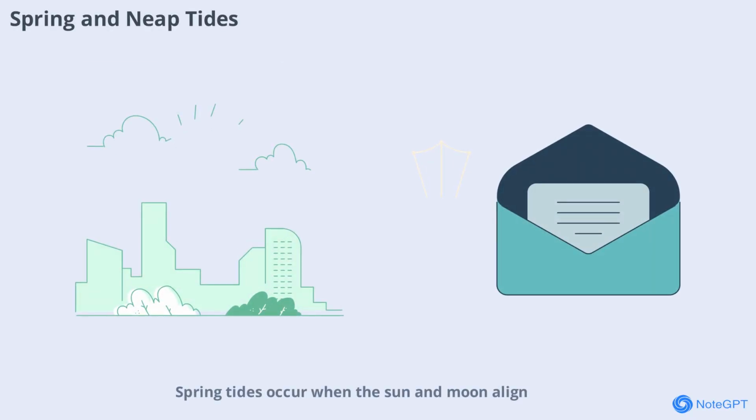Spring tides occur when the sun and moon align, producing the strongest tidal effects. During these times, high tides are higher and low tides are lower than average. Neap tides happen when the sun and moon are at right angles, resulting in weaker tidal changes. Understanding the timing and strength of spring and neap tides is important for coastal planning, fishing, and recreational activities.